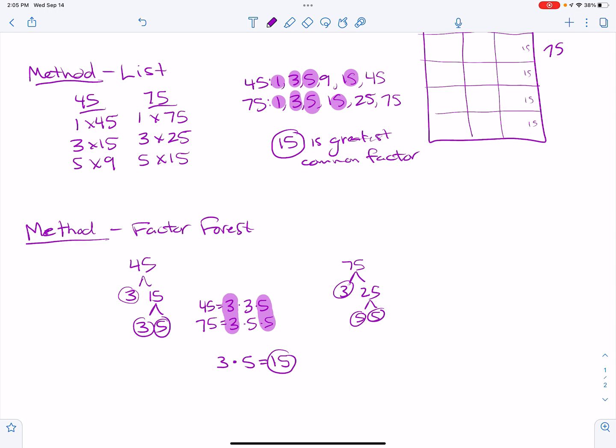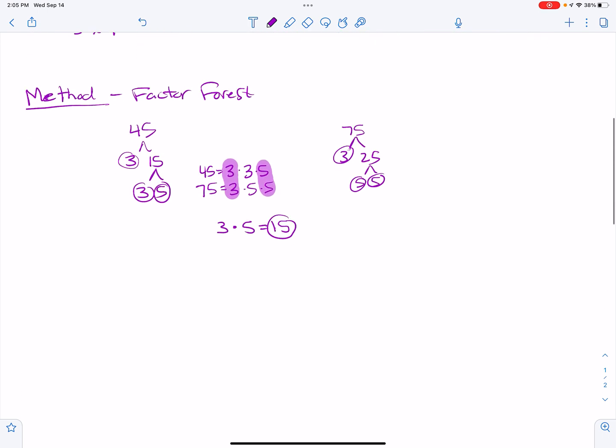So another method that we could pick is going to be, let me write down a method here. Another method is going to be a double or a triple ladder.